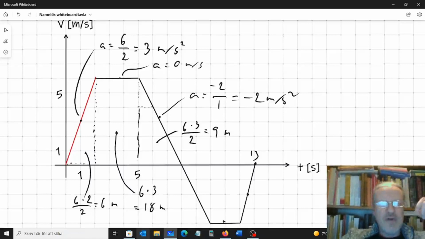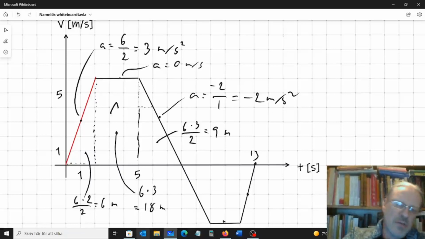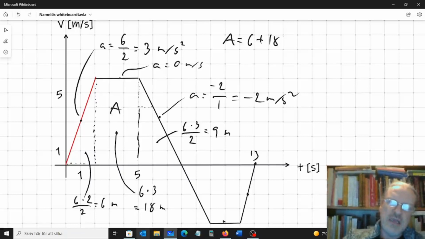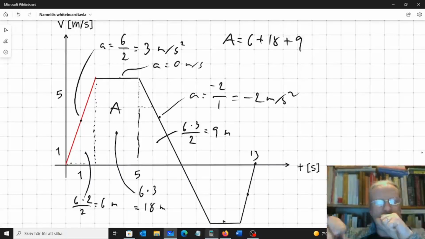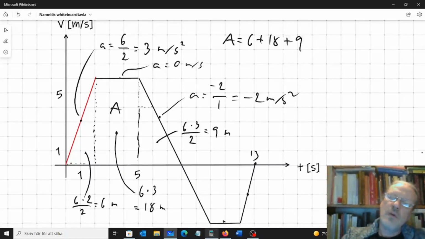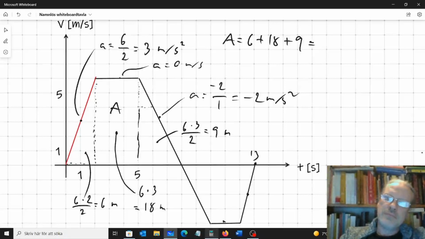So we have the whole first part here. We go up and then go down here. So that whole part, let us call this whole part A, would be 6 plus 18 plus 9, or 33 meters.